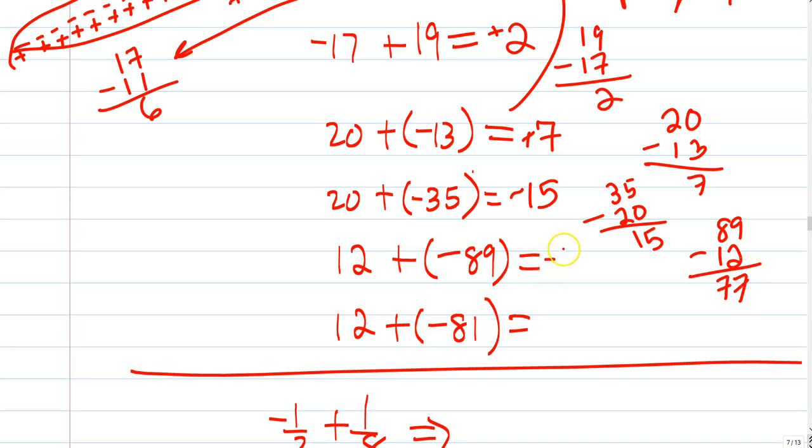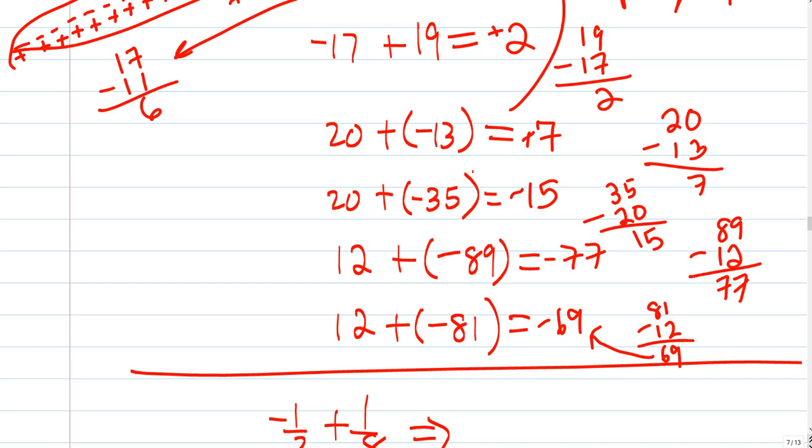We have more negatives. 12 plus negative 81. We cancel. 81 minus the 12. 70. I think that's 69. 69 what, though? We had more negatives. So check that out. When they are the same sign, they're going to combine. When they're opposite signs, they're going to cancel. That's really the only big concept for this.